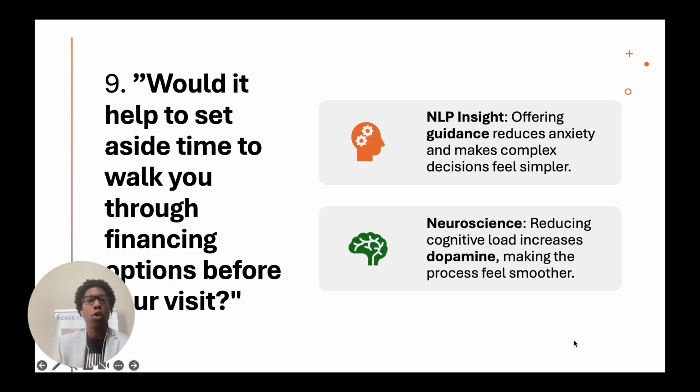Number 9, would it help to set aside time to walk you through financing options before your visit? And of course, I'm a big fan of this because we're talking about time. This isn't about the finance app. This is about time. This is about experience. This is about a customer becoming loyal to your store because you did something that most customers want to do before they come to a dealership.